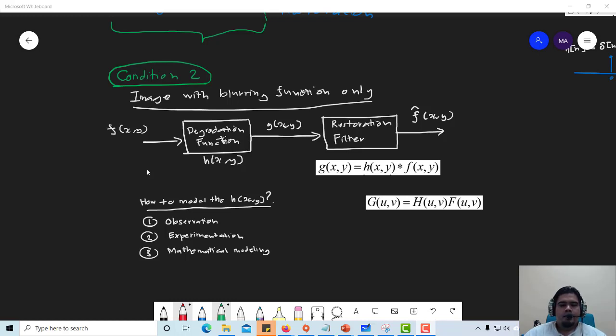Okay, now let's discuss the first approach, which is the observation approach. This one in this picture I already explained in the previous slide. This is the formula in condition 2, and now let's discuss the first approach to estimate our H, which is by using the observation.